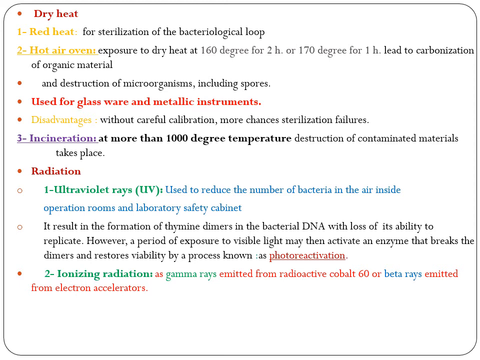The second radiation method is the use of ionizing radiation, such as gamma rays, which are emitted from radioactive cobalt-60, or beta rays emitted from electron accelerators. It has high penetrating power, and it is used for plastic syringes, catheters, gloves, and surgical items.